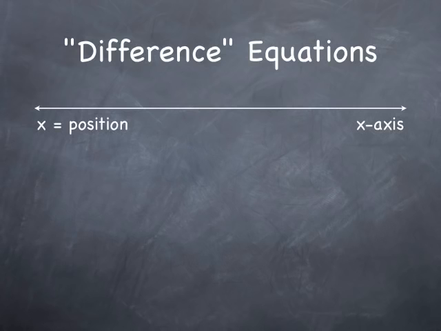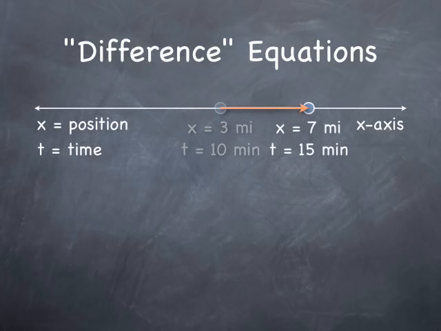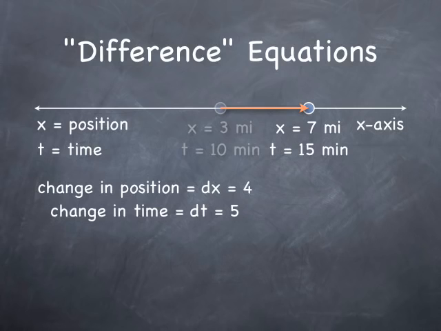The x-axis will represent the position of the car. Here we are at the 3-mile marker after 10 minutes. 5 minutes later, we are at the 7-mile marker. The change in position, dx, or the difference in x, is 4 miles. The change in time, dt, or the difference in t, is 5 minutes. dx/dt is 4/5. Don't forget that this actually stands for something.